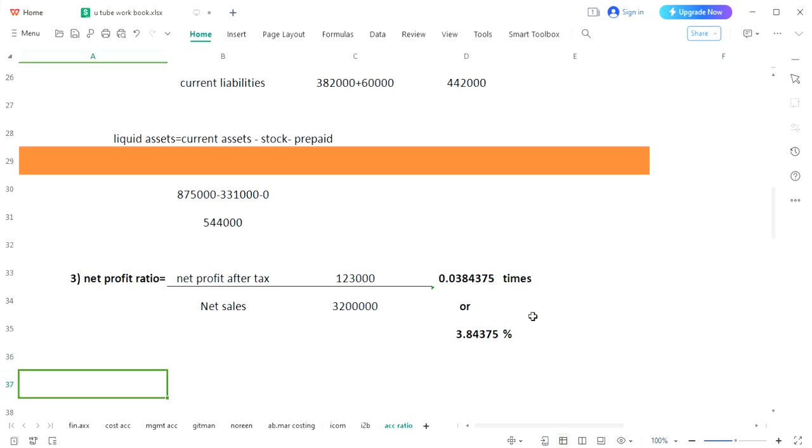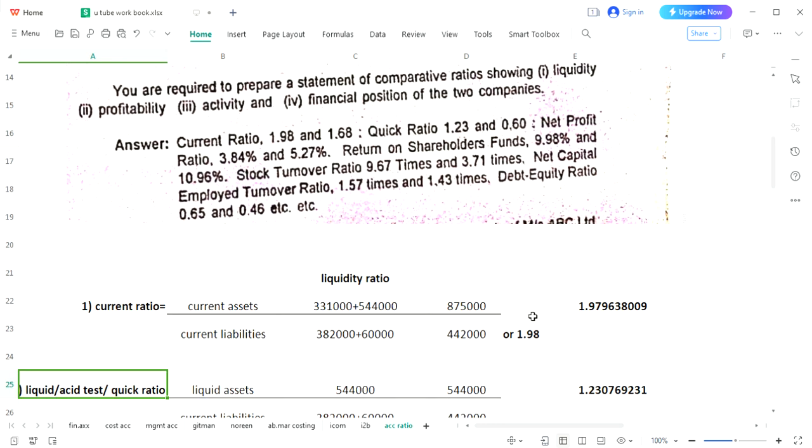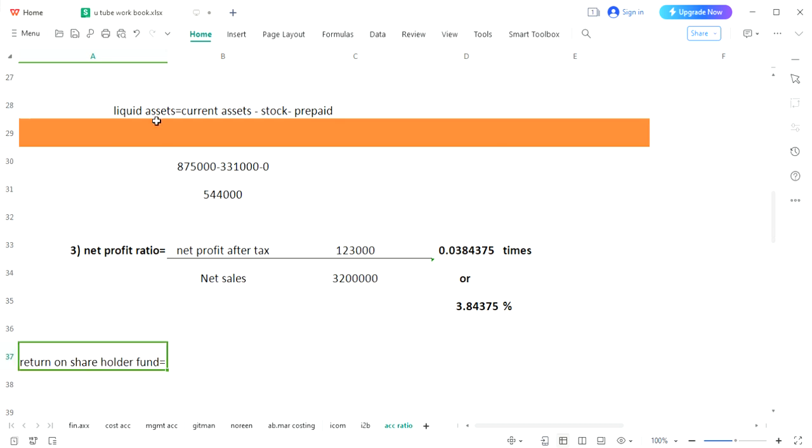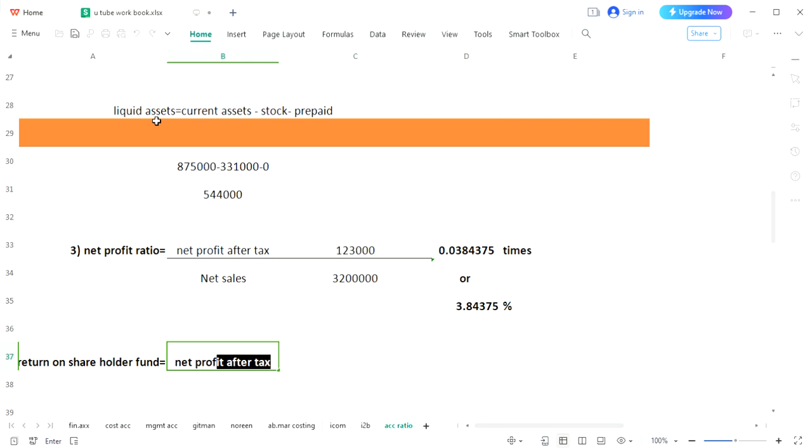So now we are going to start our number 4. As you can see, we need to calculate profitability ratios. Next we will enter return on shareholder fund, which is also part of profitability ratios. The formula of return on shareholder fund must be in your mind: net profit after tax divided by shareholder fund.